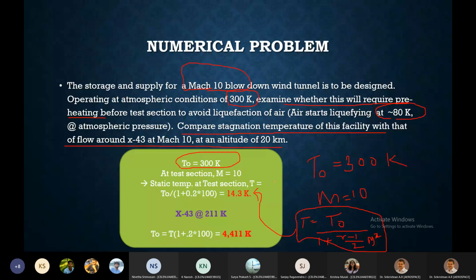Because altitude is given as 20 kilometers, the static temperature you can take as something like 216 Kelvin, or maybe slightly lower than that. So the static temperature you can take, and Mach number is given as 10. So you can calculate the stagnation temperature, and in real operation of this scramjet powered vehicle it comes to be something like 4,411 Kelvin. Whereas the experimental facility operates only at 300 Kelvin.